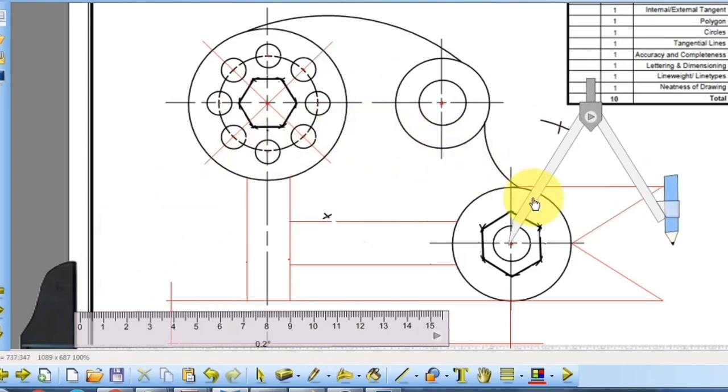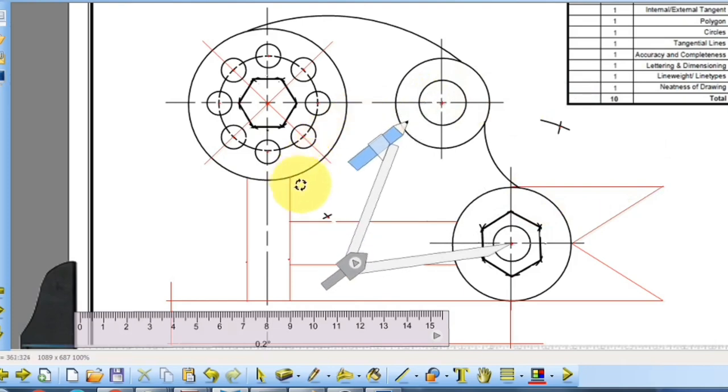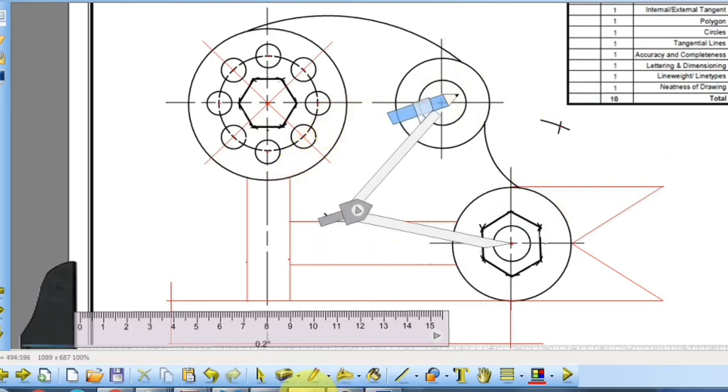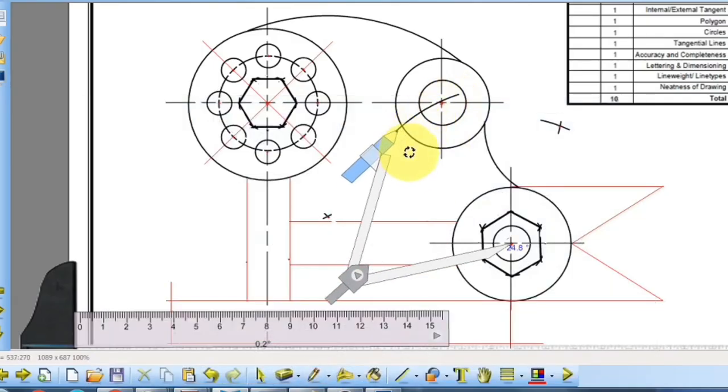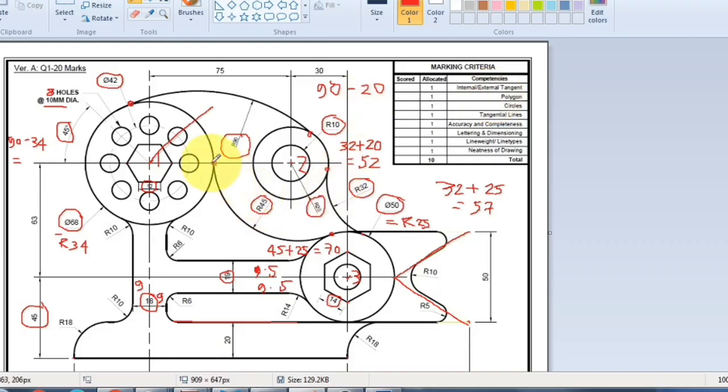And where is it? It's touching here. Yeah, this is our center. And we're going to draw an arc here, somewhere here. Don't worry, we're going to erase it later on. So draw an arc. And then we have also here, this one is 45.